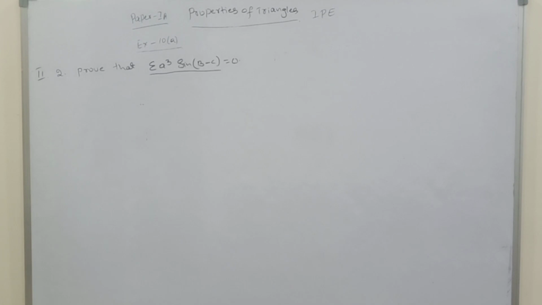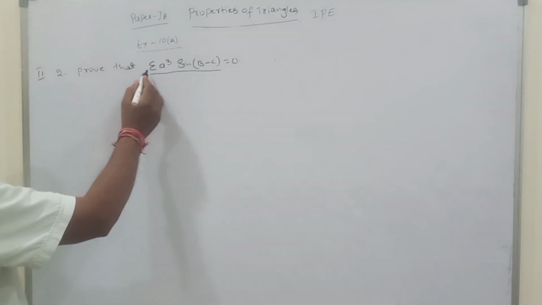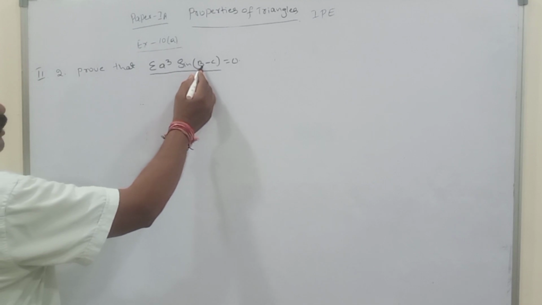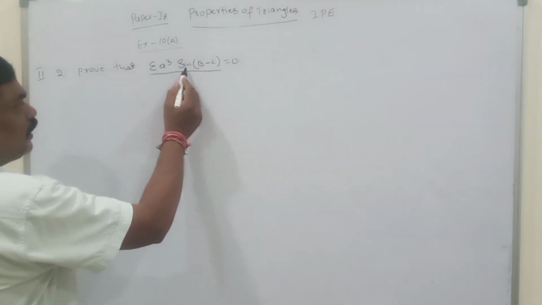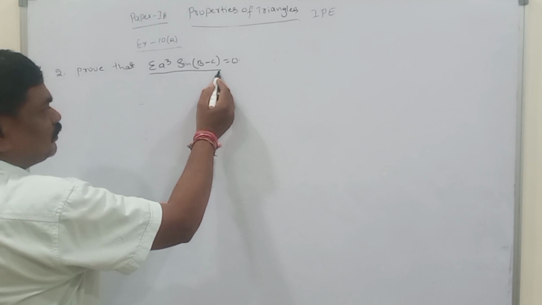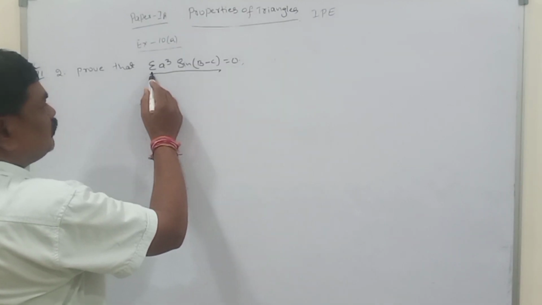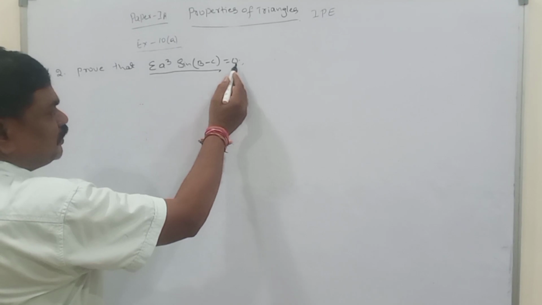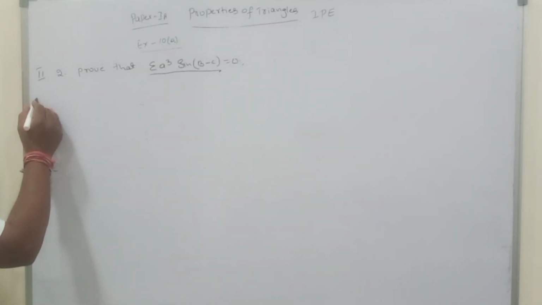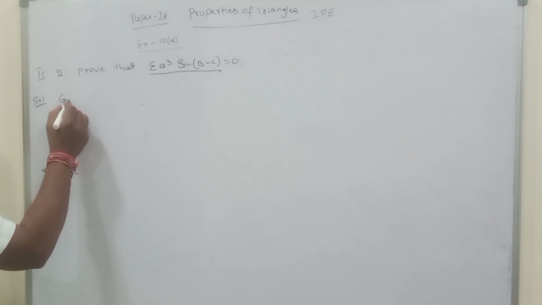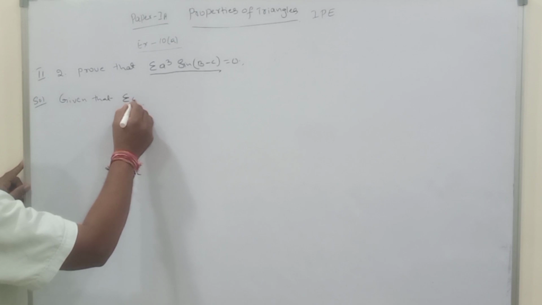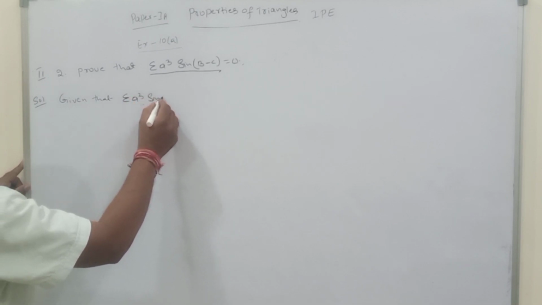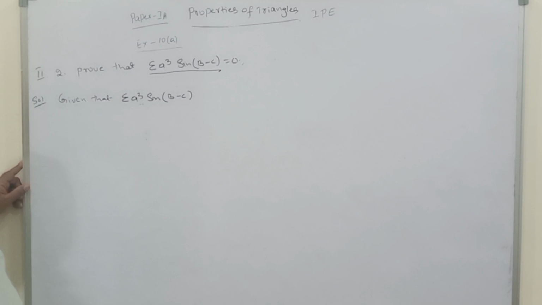Here, second problem, prove that sigma a cube sin of B minus C equals 0. This is the given problem, and here sigma a cube sin of B minus C is the given, and we have to prove sigma a cube sin of B minus C is equal to 0. So here you write, given that sigma a cube into sin of B minus C.